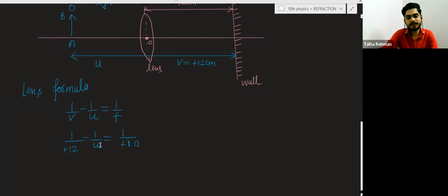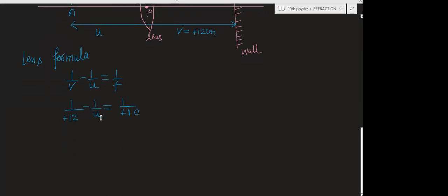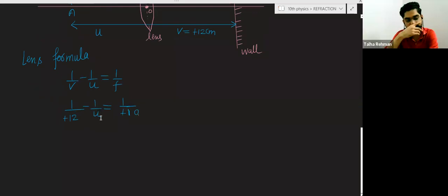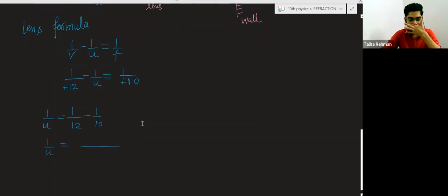Azaan, can you solve it? Yes, sir. Just please solve it and tell me the answer. Take the LCM.